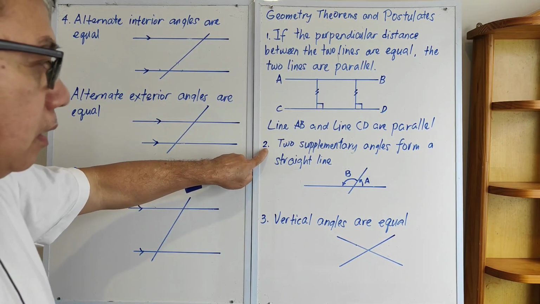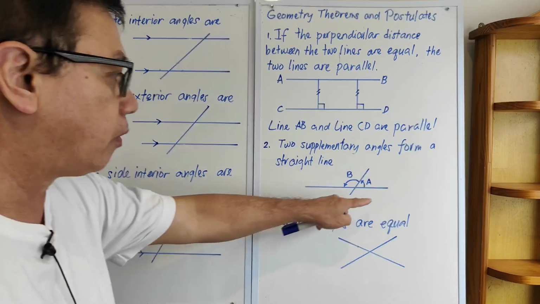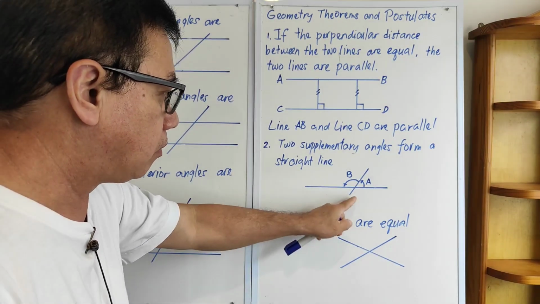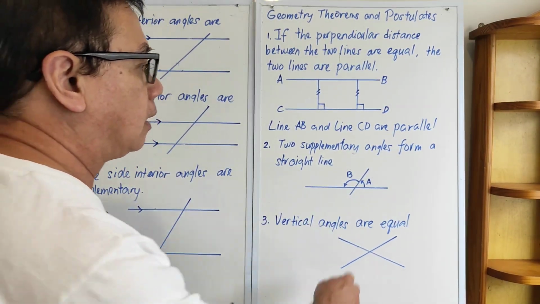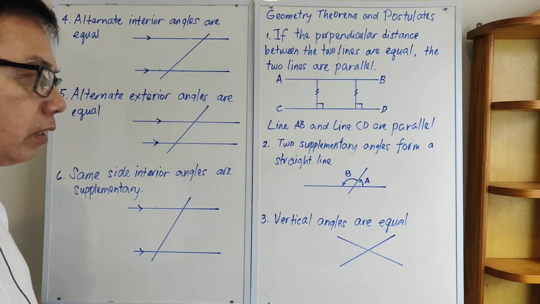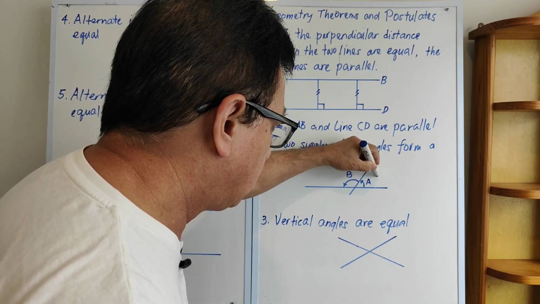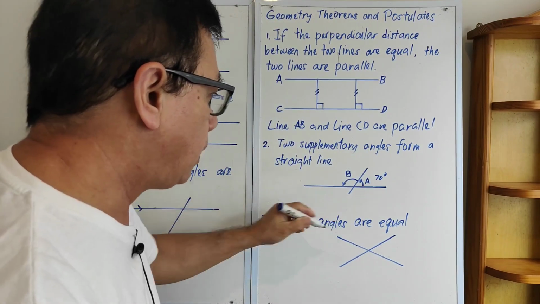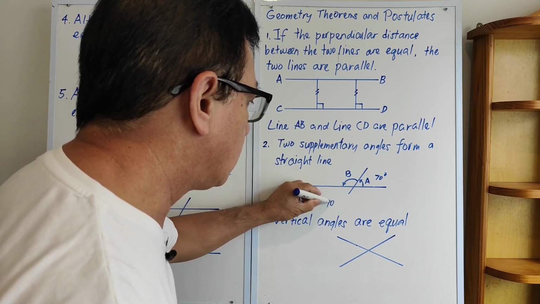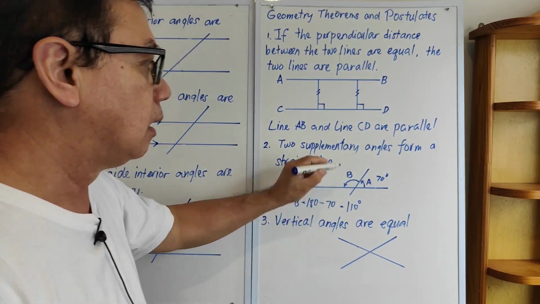Number 2, two supplementary angles form a straight line. For example, if we have a straight line and then a line passed through in between these two lines, the angle A and angle B would be equal to 180 degrees. For example, if A is, let's say, 70 degrees, B would be 180 minus 70 degrees, so B would be 110 degrees.